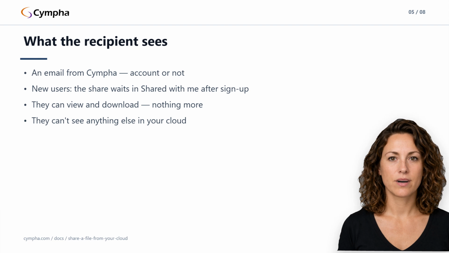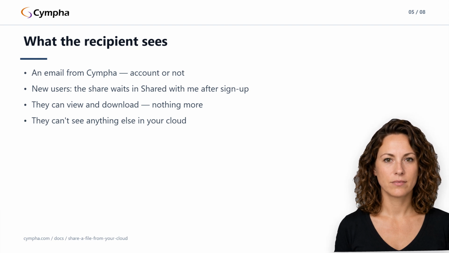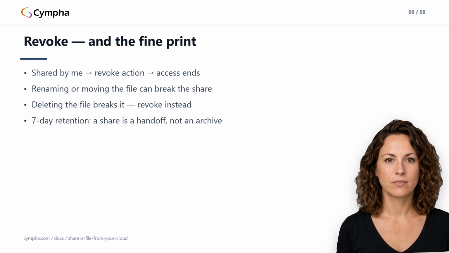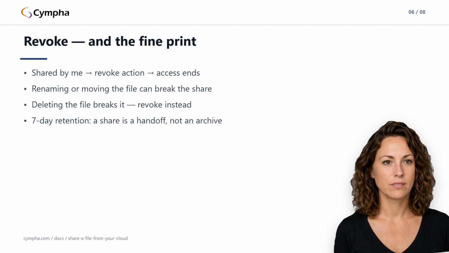When you're done, take the access back. On the Shared by Me side, use the revoke action on the share's card, and the recipient loses access. If you change your mind later, just share the file again, it'll be a fresh share.